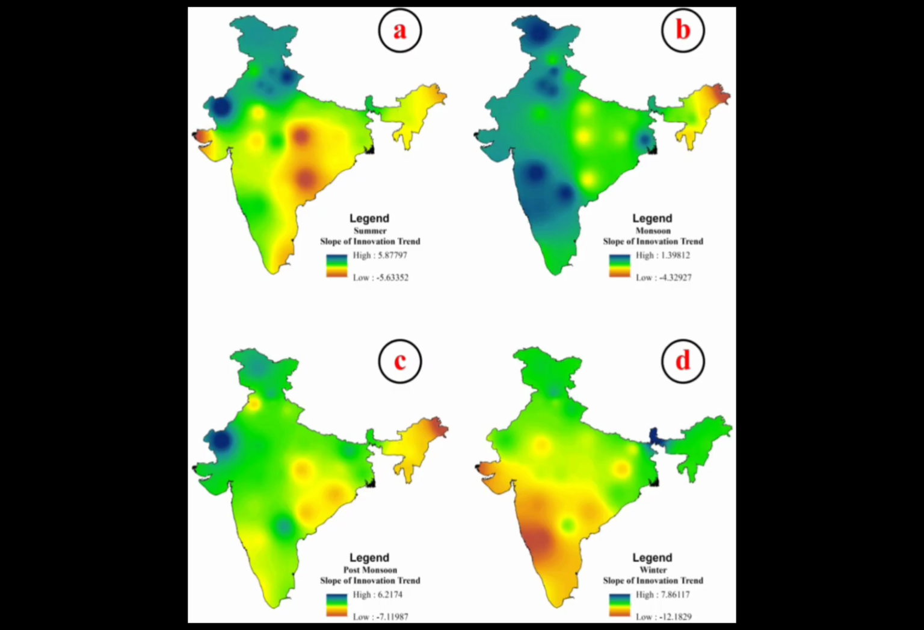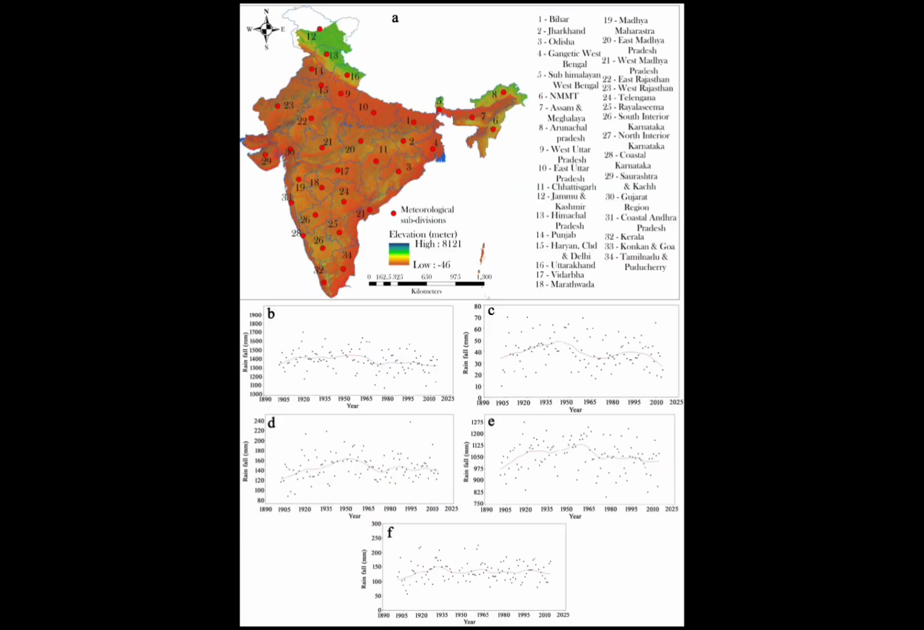The slide shows the seasonal rainfall trend variations across India. The maps indicate that rainfall patterns differ significantly by season, with noticeable regional increases and decreases. Overall, the trends are not uniform and vary across different parts of the country. This slide presents Indian subdivisions and long-term rainfall trends. The graph shows fluctuations in annual and seasonal rainfall over time, highlighting variability rather than a consistent increasing or decreasing trend.